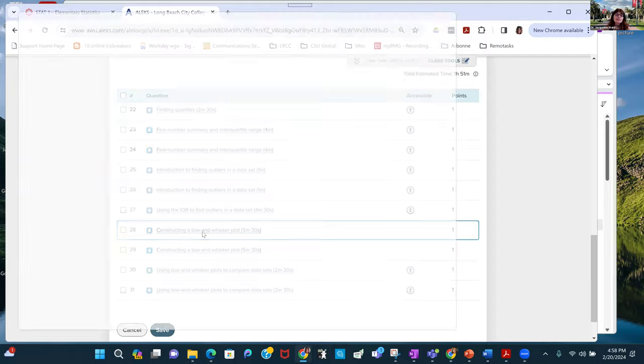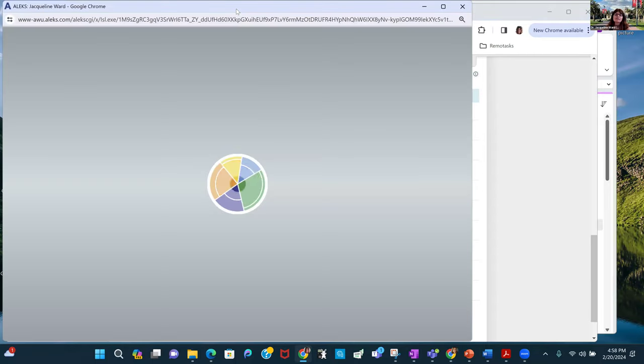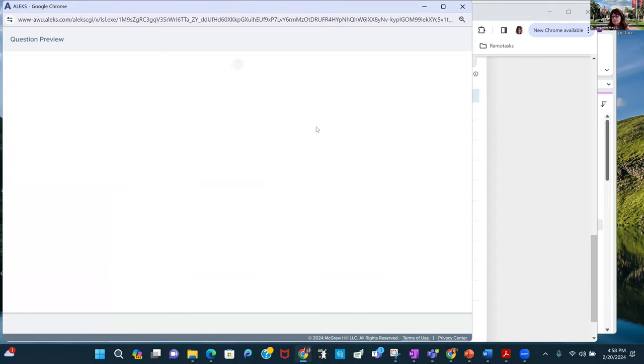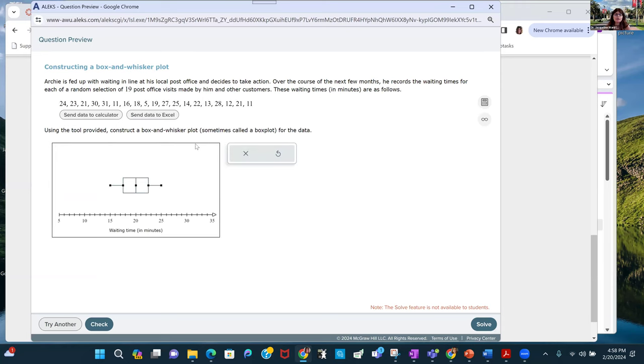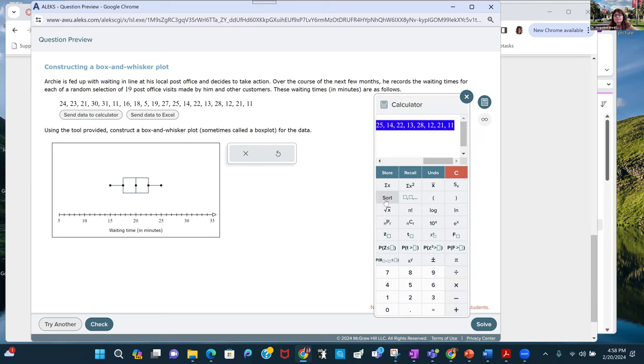So, all right. And then constructing a box and whiskers plot, pretty simple once you have that five number summary. So let's sort it. Right, the highest is 31. Now notice when I grab this, the number shows up at the top because sometimes it's kind of hard to see the little hash marks. And the lowest is 5. And then how many? They're 19, of course.